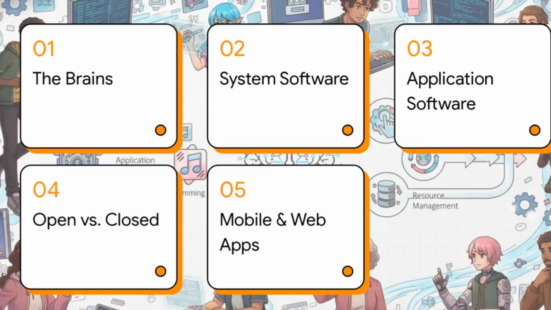Here is our roadmap for today's explainer. First, the brains of the operation. Second, system software, the backbone. Third, application software, or your tools. Fourth, open versus closed source. And finally, mobile and web apps.